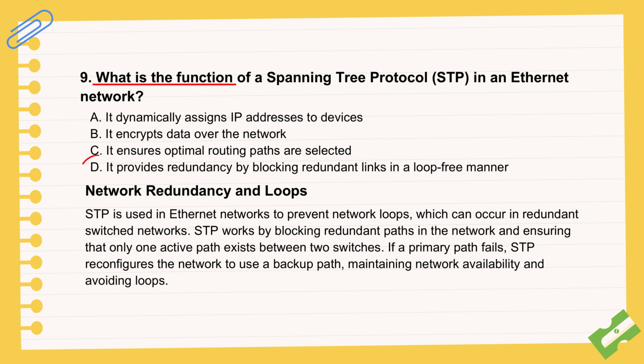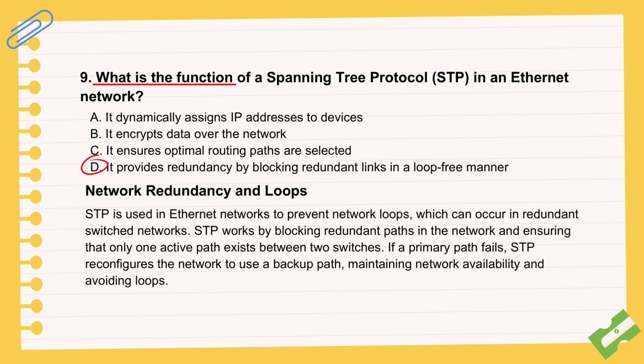Right. Classic STP. Classic and critical. This is all about network redundancy and loops. You want backup paths in your Ethernet network for reliability. But if you just plug cables in to create loops, you get broadcast storms and chaos. Exactly. Total network meltdown.